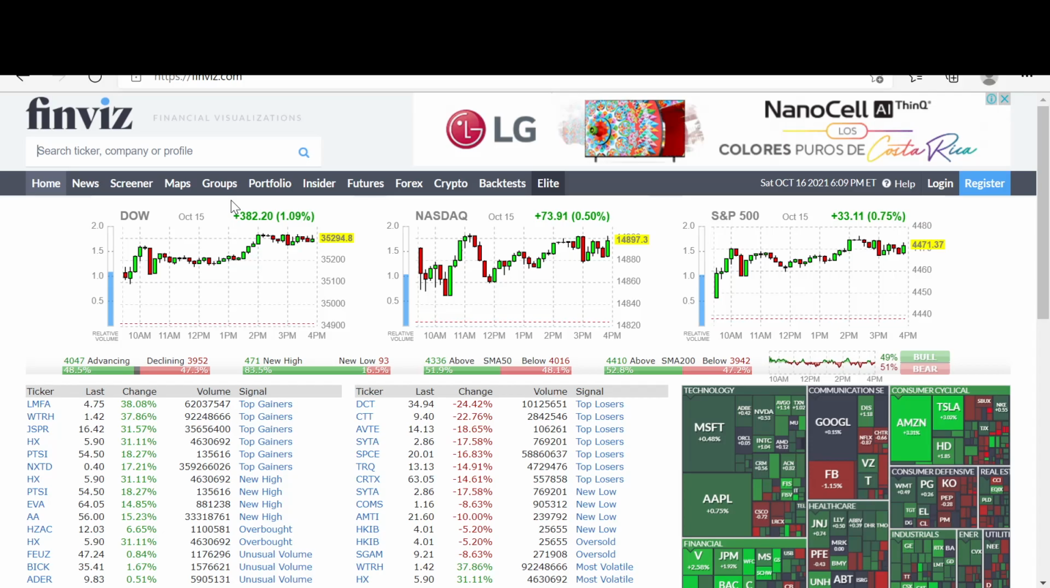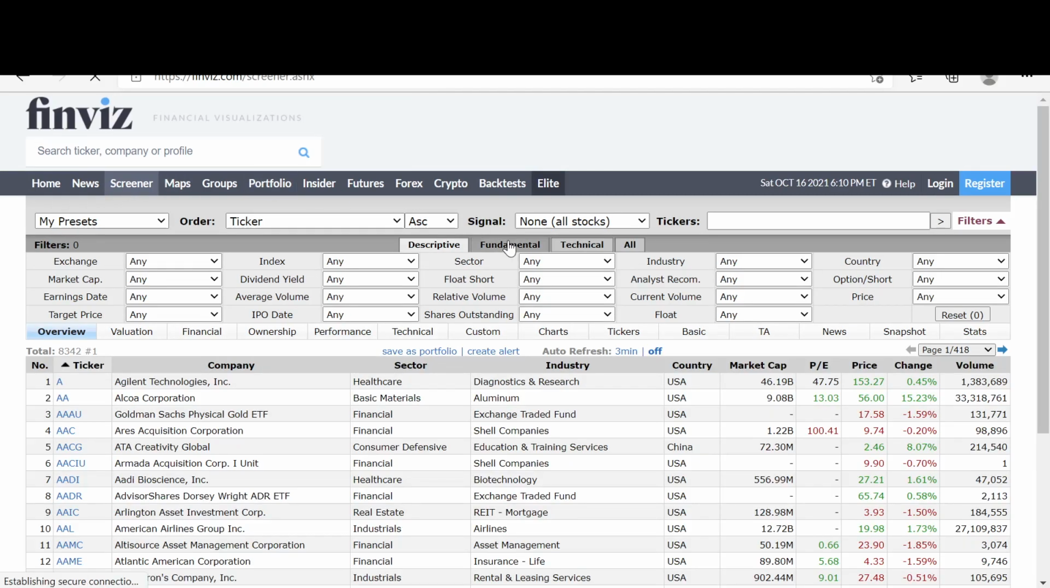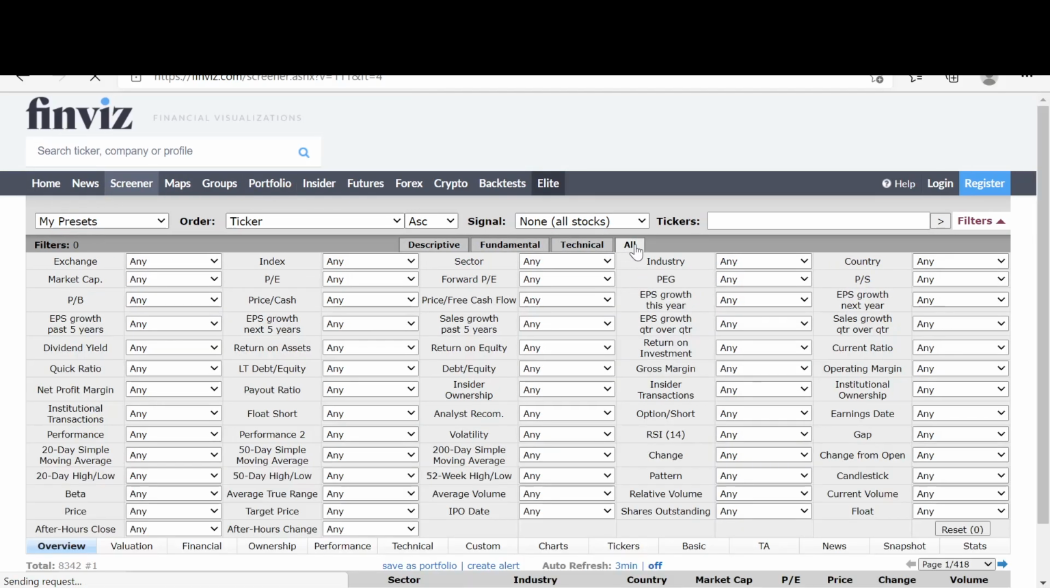All right, so you know what the criteria is. Now you're gonna know how to scan for these setups. So to scan for my 52-week high strategy setups, you're gonna type in finviz.com into your search browser. After you do that, it's gonna bring you to this page. Next, you're gonna click on Screener. Then you're gonna navigate over to All.